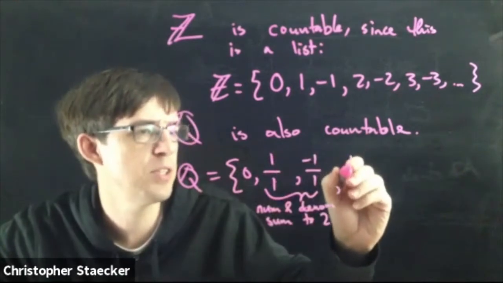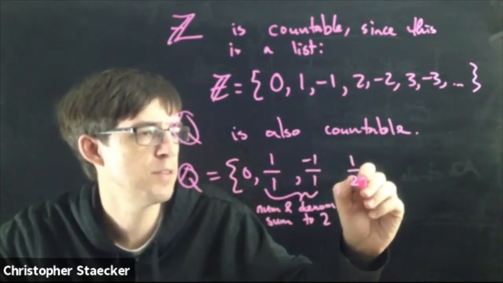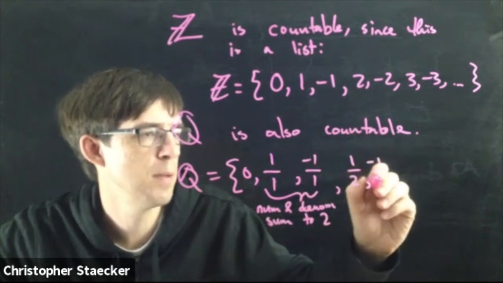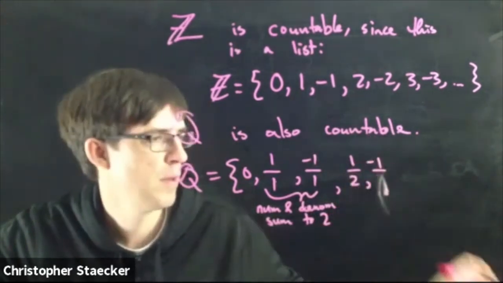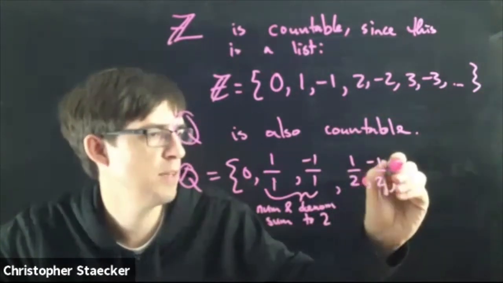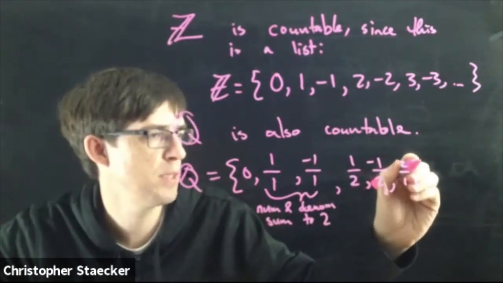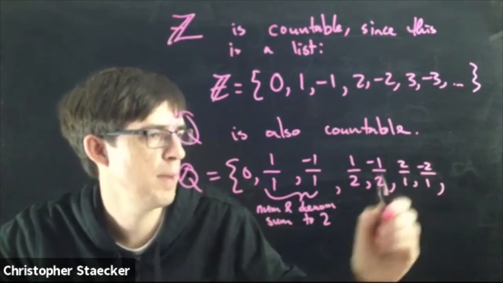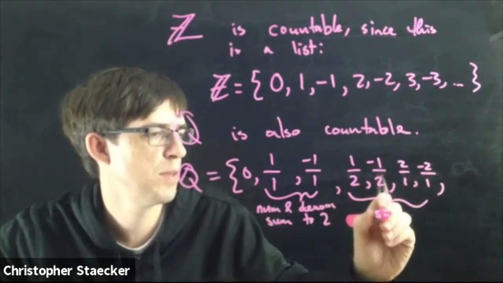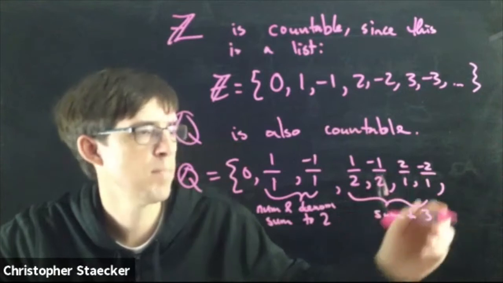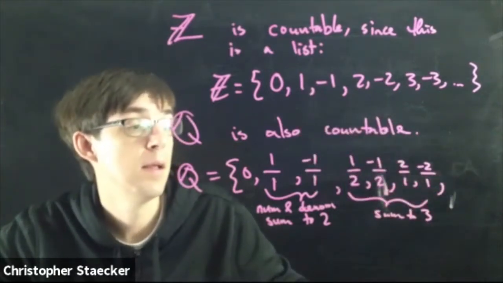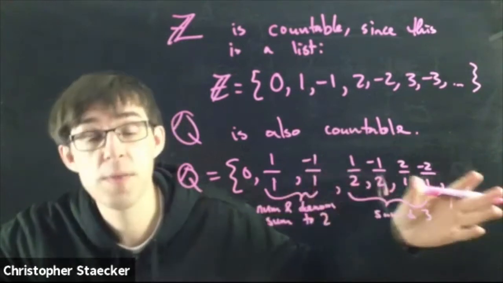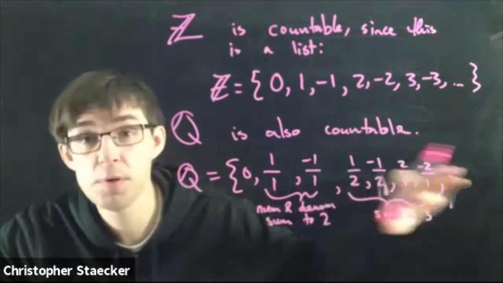So all the fractions in which the numerator and denominator sum up to 3 would be 1/2, minus 1/2. I'm always going to include the negatives. And then 2 over 1 and minus 2 over 1, right? These ones, they sum to 3. And I'm just going to continue the list in this way. If you continue listing in this way, then every possible fraction must appear in the list, right?